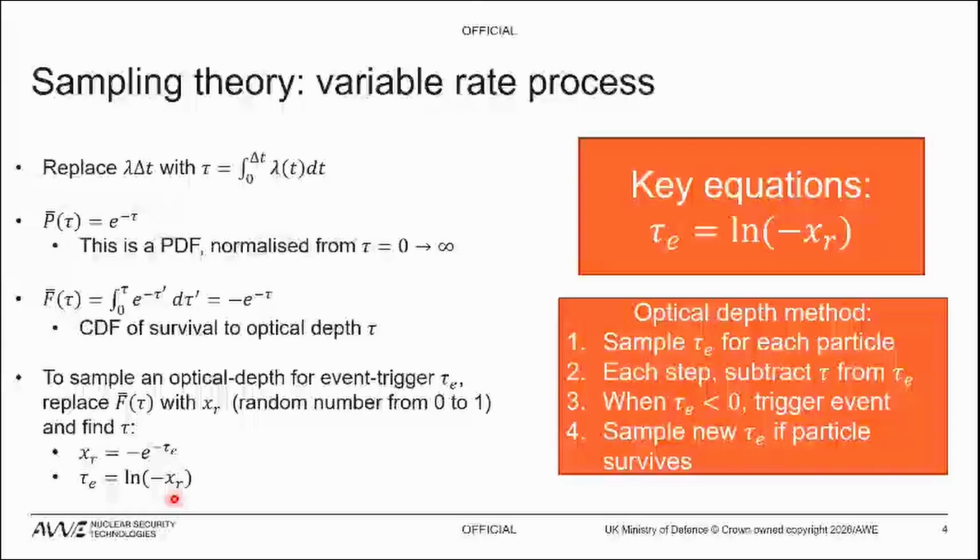Now, when every particle moves, we will calculate this integral to figure out its optical depth movement, and when it hits the optical depth of emission, then the process will trigger whatever that process is. And if the particle survives the process, we will give it a new optical depth for the next emission.